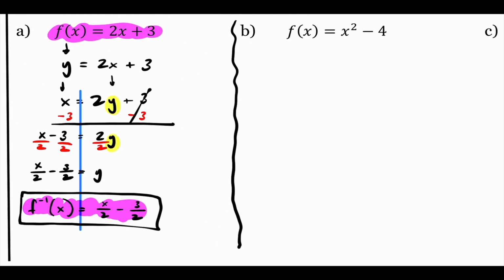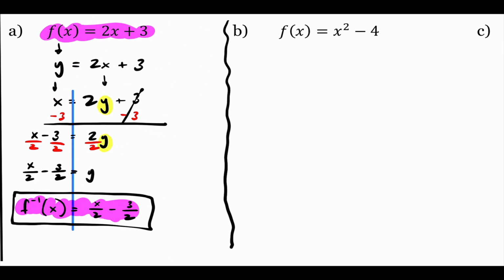Okay, so let's go to the next guy. First thing, f of x becomes y. First step. Switch x and y. Everywhere you see an x, change it to a y. Everywhere you see a y, change it to the x. Everything else stays the same. So this guy is still going to be squared, but it's just y squared instead of x squared.